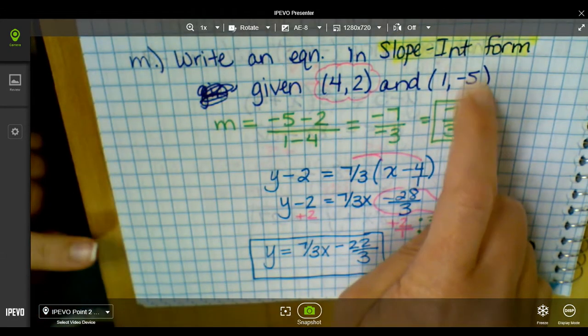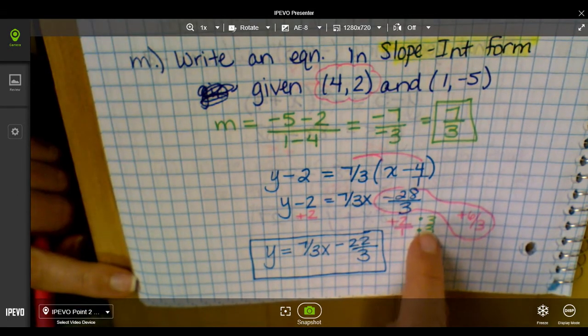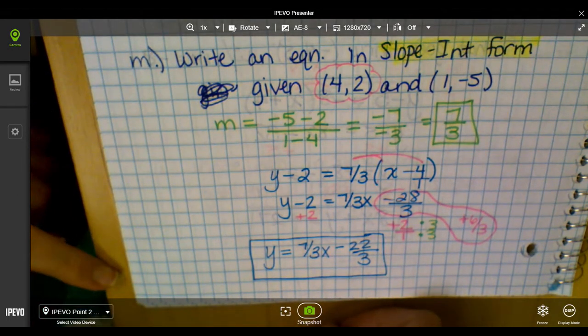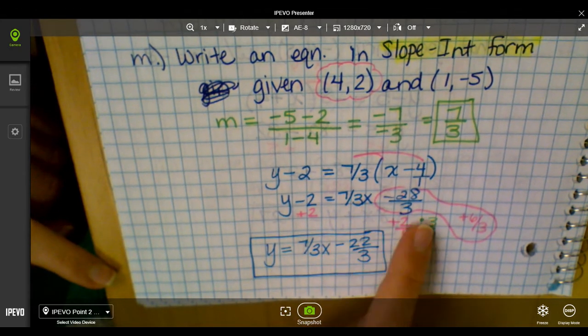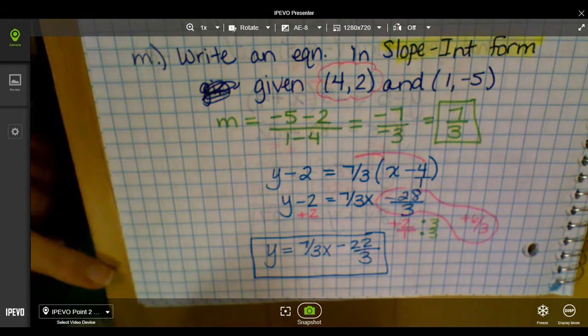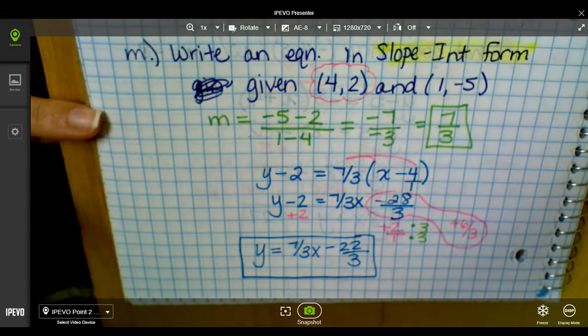So that was it. Besides the fact of just having to have common denominators, these problems shouldn't be that bad. You know how to find slope very well. You know how to distribute. You know how to add and subtract fractions, even though you just got to be careful about that. So those shouldn't be that bad.